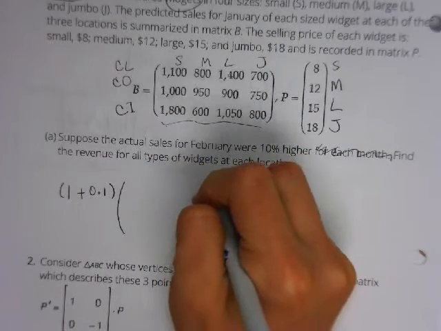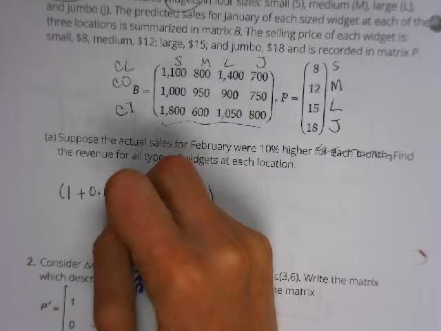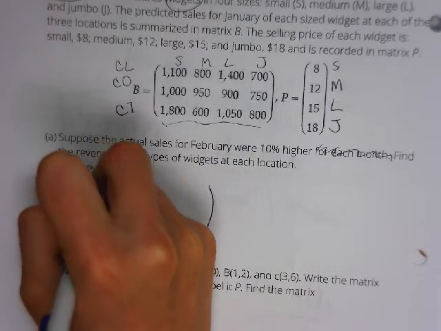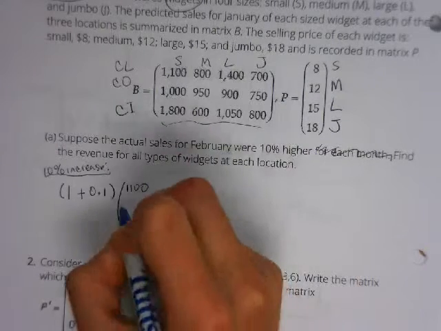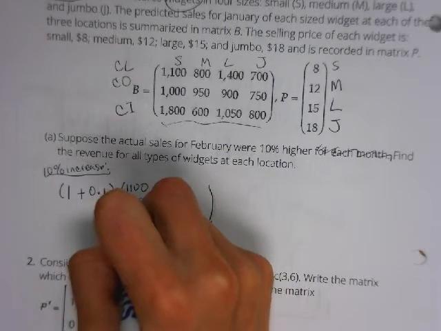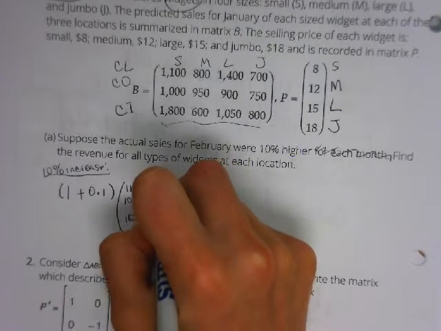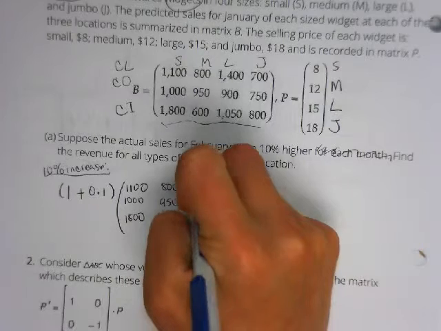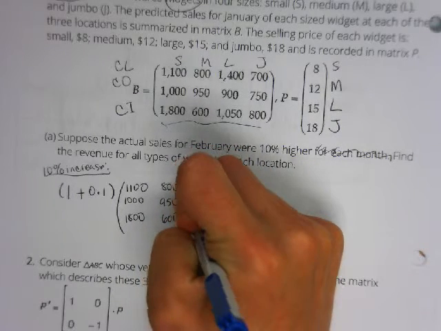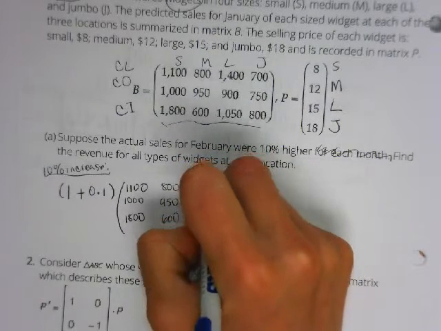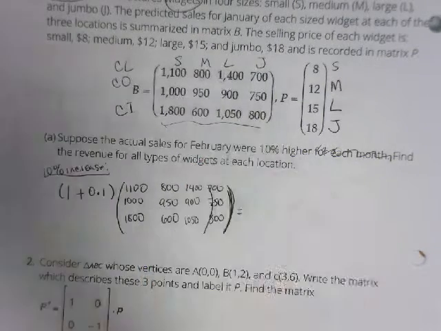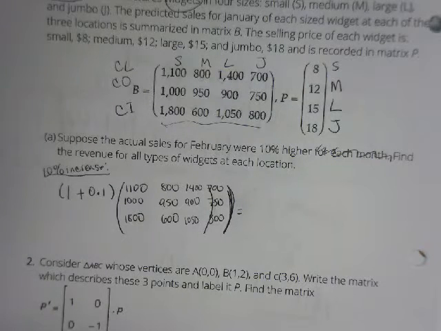So I don't just have a number, I have an entire matrix. And that's 1100. This does the 10% increase. 1000, 1800, 800, 950, 600. Oh man, it doesn't fit. This is 700, 750, and 800. So I'm going to pause this real quick.